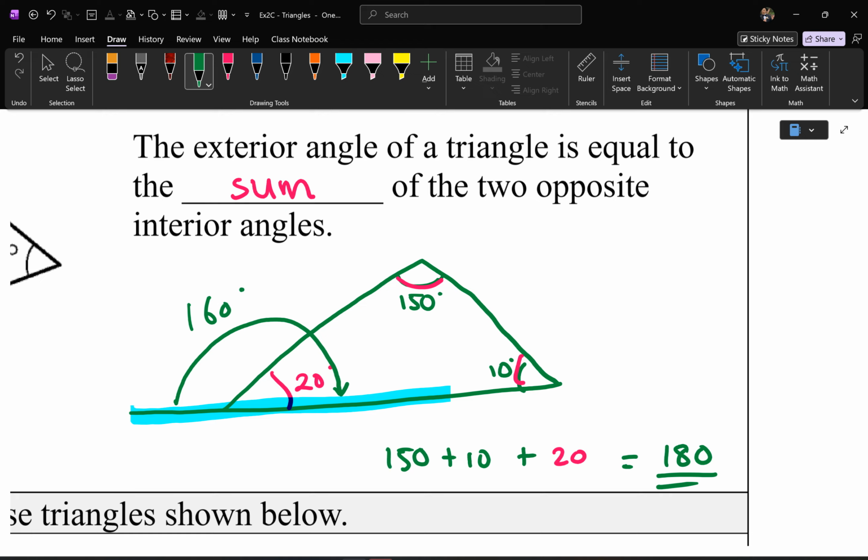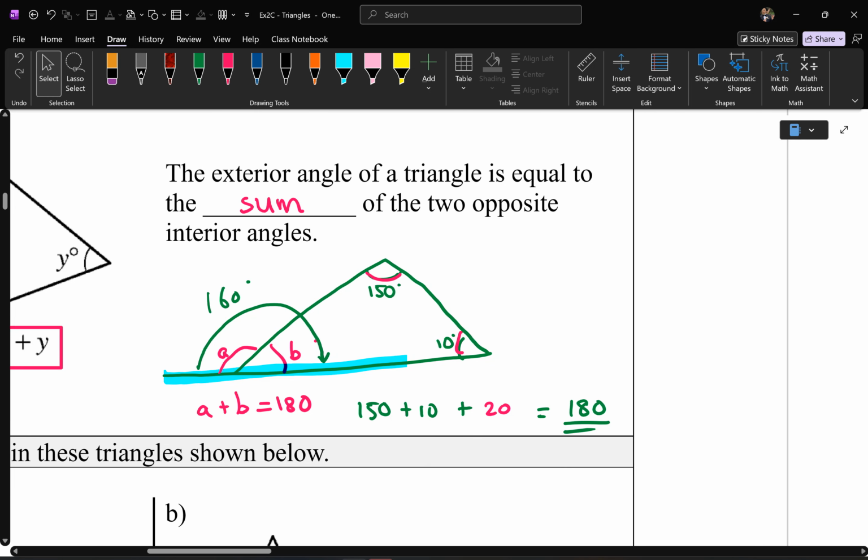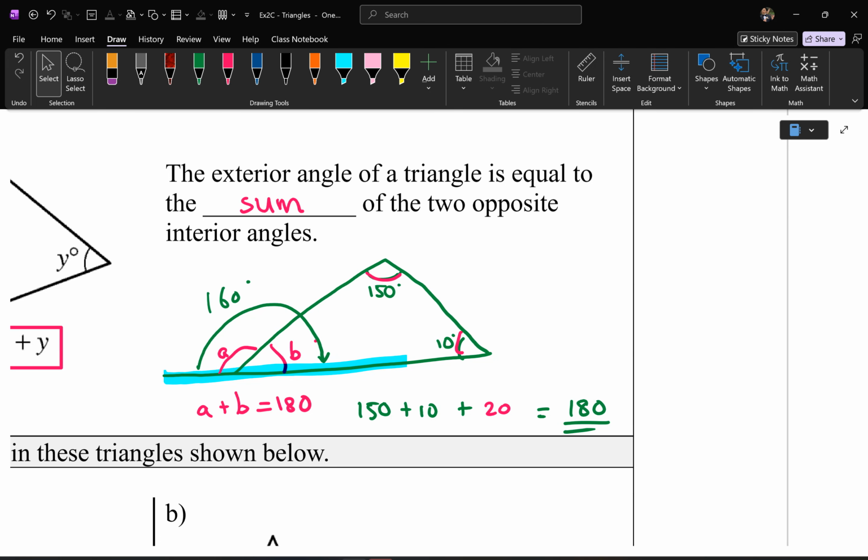Now here's the interesting thing. If I didn't know that was 20, but I said this was B, and this is A, then A plus B has to add up to what again? 180. So A plus B is meant to equal 180. Can you see where the formula is coming from now? If you add these two, the missing number is B, that 20, I'm going to call that B now.